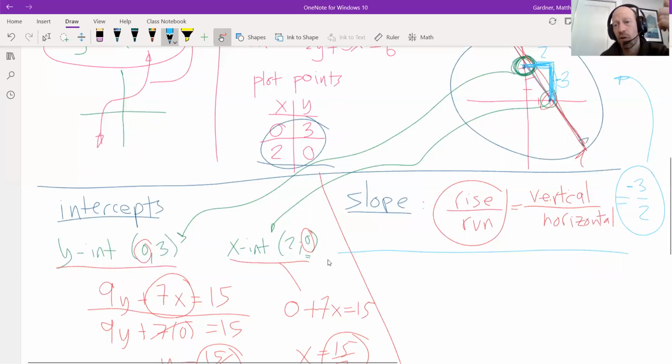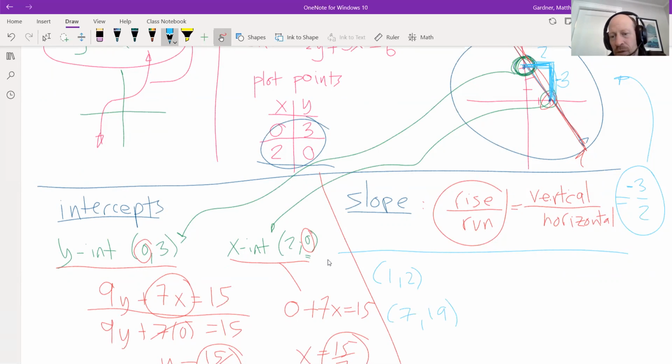So we can find slope from a graph, right? You just pick 2 points and you look at that little triangle, that'll tell you the slope. It's very similar if I give you 2 points. Let's say (1, 2) and (7, 19). There's a line between those 2 points. That line has a slope. I could try and plot those 2 points and draw the line, but I don't really want to get to like 19 and have to like count my way over.